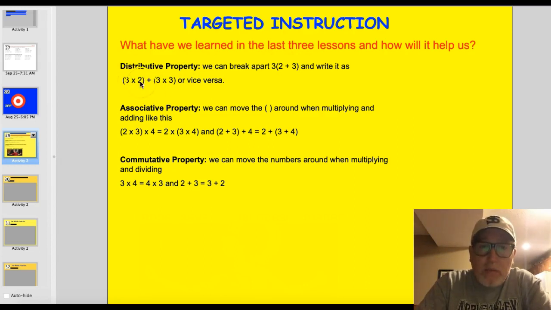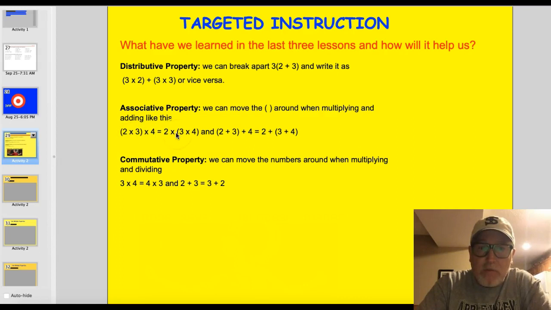We can take this 3 times 2 plus 3 times 3, and we can take that 3 and put it out front and multiply it by the sum of 2 plus 3. The associative property. Remember what we can do with that? We can move the brackets around when multiplying or adding like this. 2 times 3 times 4 equals 2 times 3 times 4. Look at 2, 3, 4, 2, 3, 4. All I did was move the brackets.